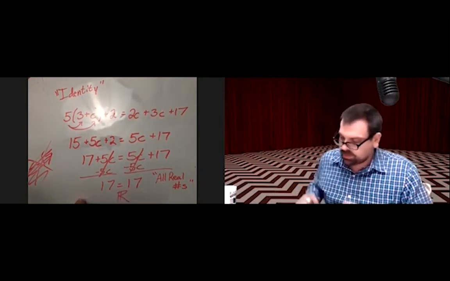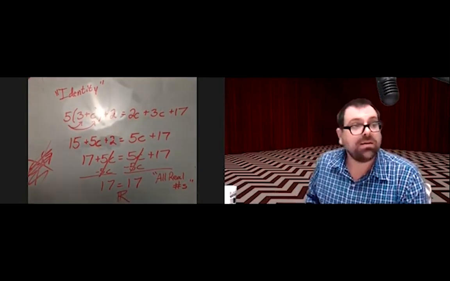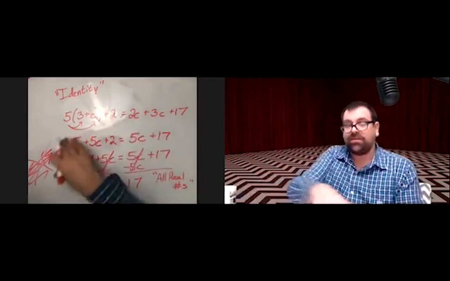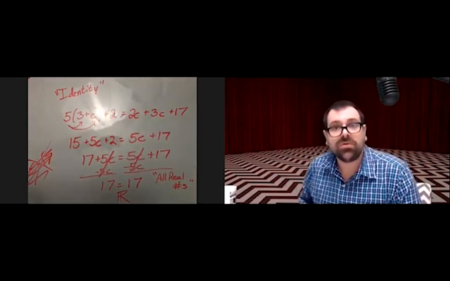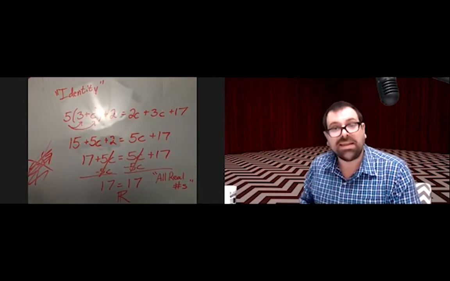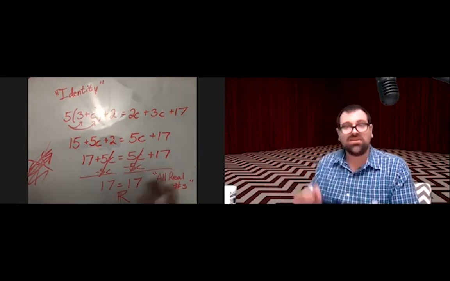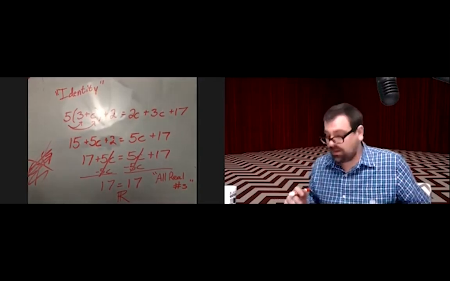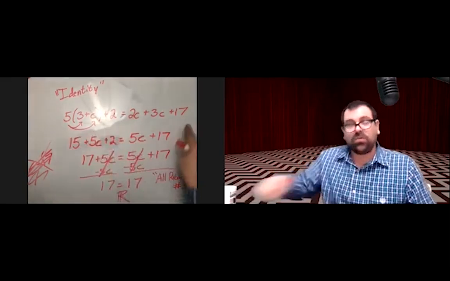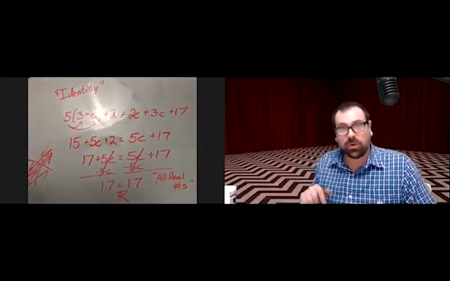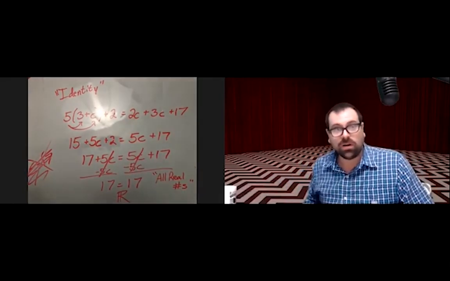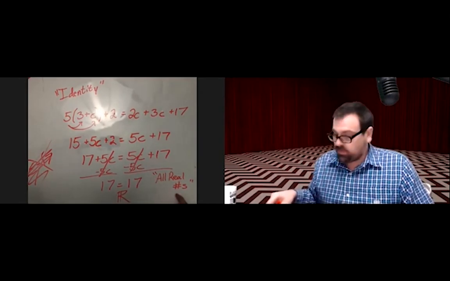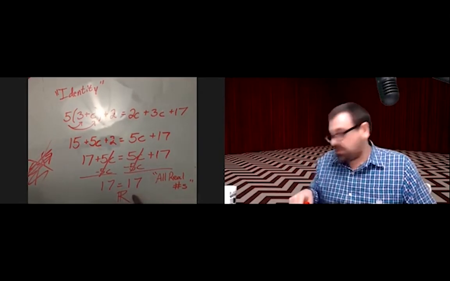Or you can just have the set big R, all real numbers. That means that you can plug anything in for c and it will always be true. If I put 17 in, it would work. If I put 2 in, it would work. If I put -8 in, that would work. All real numbers would work, so all real numbers is the answer. And we know that because we get the same thing.